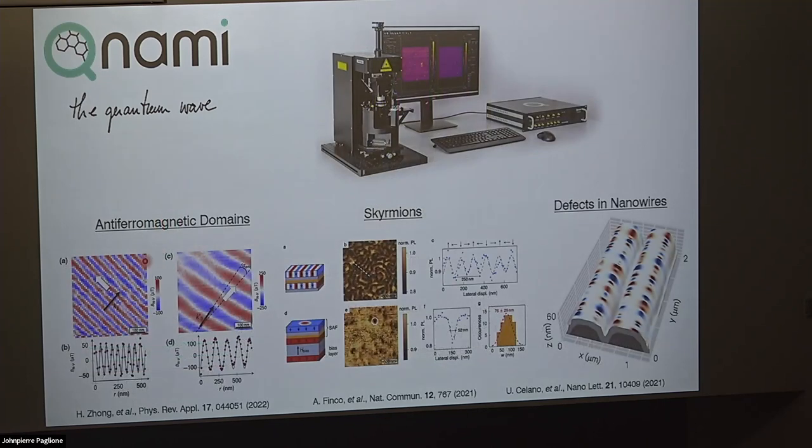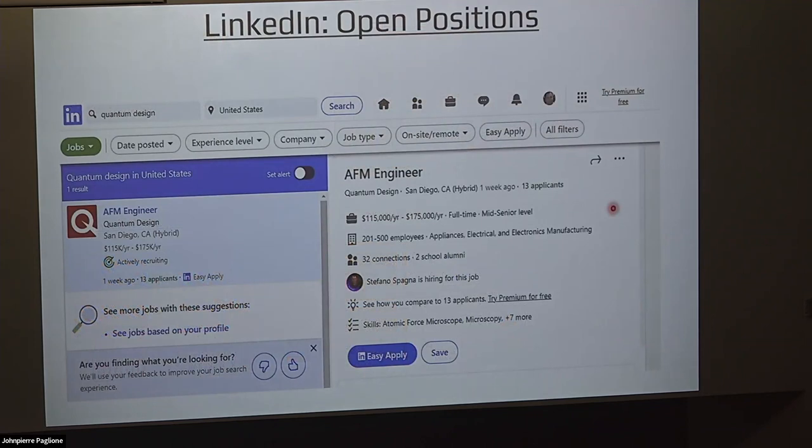And just a few little examples of the QNAMI system at work. Again, very sensitive. If you want to look at things like anti-ferromagnetic domains, you can do that with this system. Very hard to impossible to do with MFM. Skyrmions are pretty hot right now in certain communities. Defects in nanowires. Basically, whenever you want to see very small changes in local field profiles, this would be the system for you.